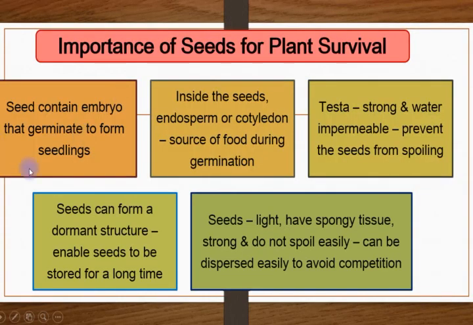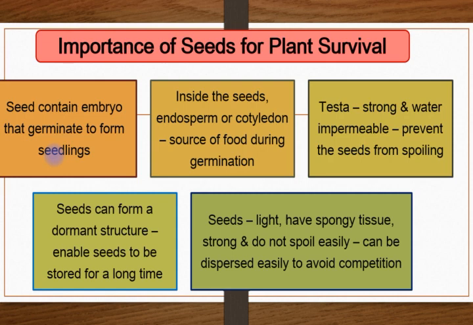Let's take a look at the first one. Seeds contain an embryo that germinates. What do you mean by germinate? Germinate refers to the development of the plumule and the development of the radicle. The plumule will become a new shoot and the radicle will become a new root. When the embryo germinates, it will form a seedling. Seedling itu apa? Seedling itu adalah anak pokok. So from the seed, it will become a seedling. That is germination.